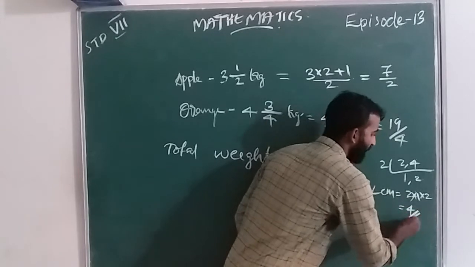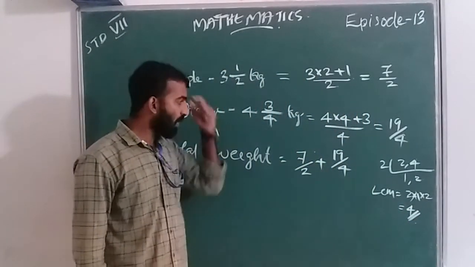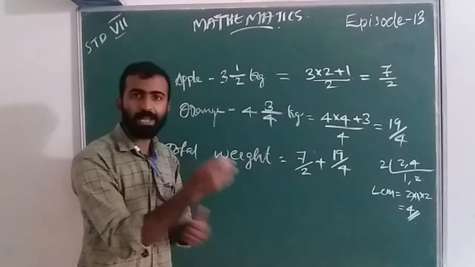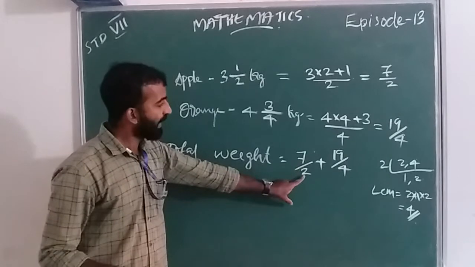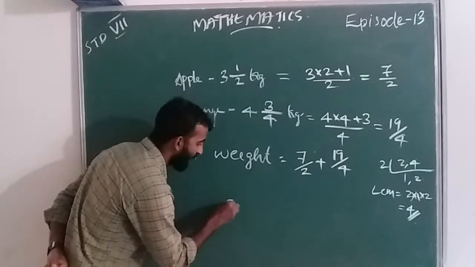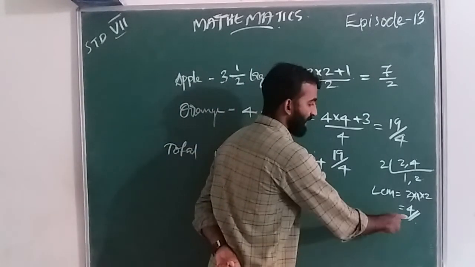That is 4. LCM is 4. So we want to change the denominator to the LCM. Here the denominator is 2, so we want to change it to the LCM, that is, 4.